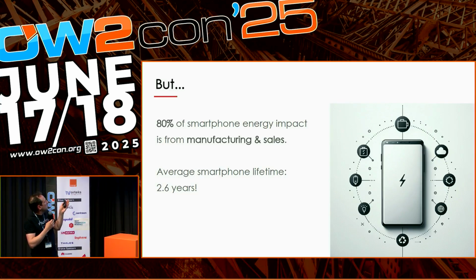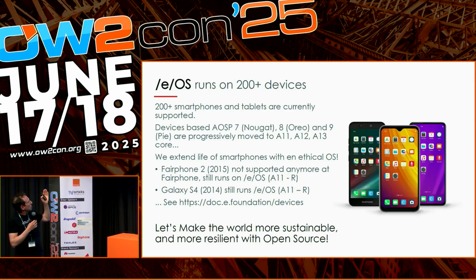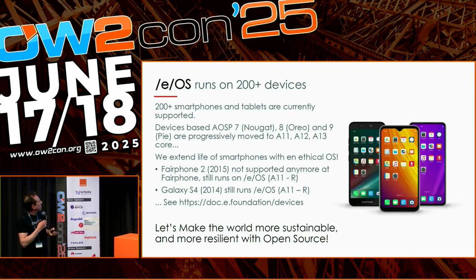And there is a nice figure that is a bit surprising that shows that 80% of a smartphone's energy impact over its lifetime is from manufacturing and sales. And also that the average smartphone lifetime is only 2.6 years, so it's very short. So if you double the smartphone lifetime to 5 years, you will reduce a lot the energy impact over the overall lifetime of the smartphone. So what we are doing is really a way, because we support a lot of smartphones, you can flash on many, many different smartphones to reduce this general impact from the smartphone industry.